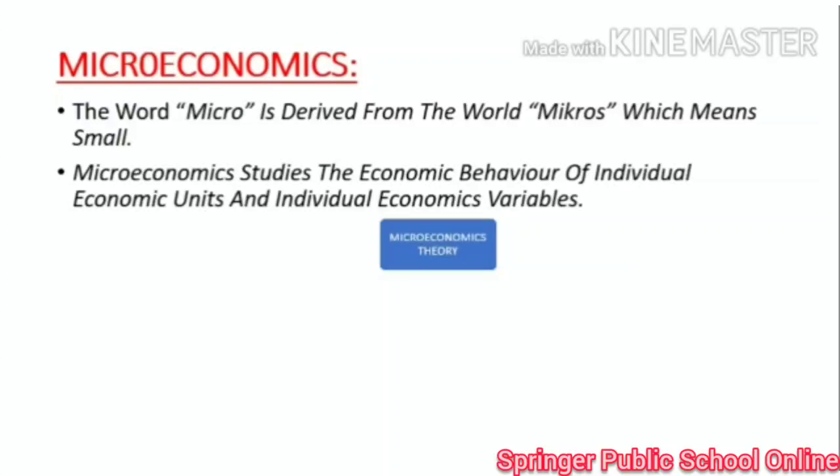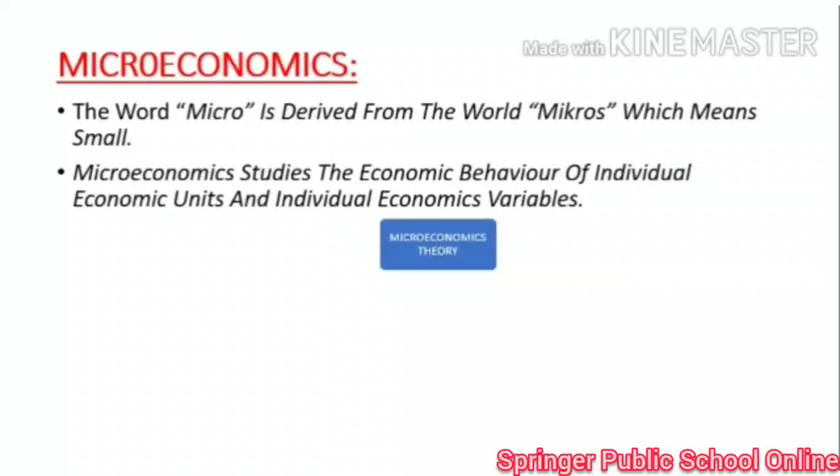The word micro is derived from the Greek word micros, which means small. Therefore, in microeconomics, we study the economic behavior of individual economic units. The study of economic behavior of households, firms, and industries forms the subject matter of microeconomics. Economic activities of individual economic units such as consumers, resource owners, and business firms form part of the study of microeconomics.